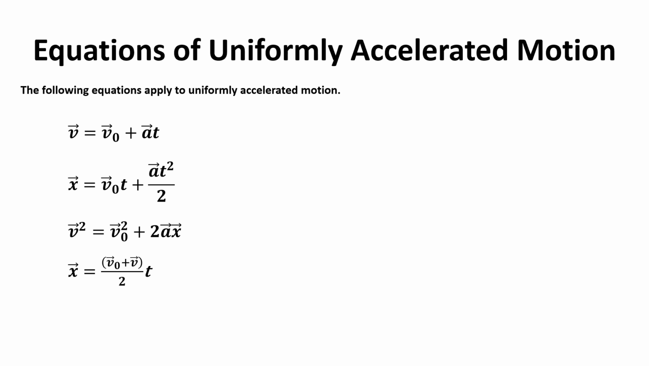So here x is the displacement. The third equation is v squared equals v naught squared plus 2ax. And the fourth equation is x equals v naught plus v over 2, and the whole thing multiplied by t. So in this case, v is the final velocity.